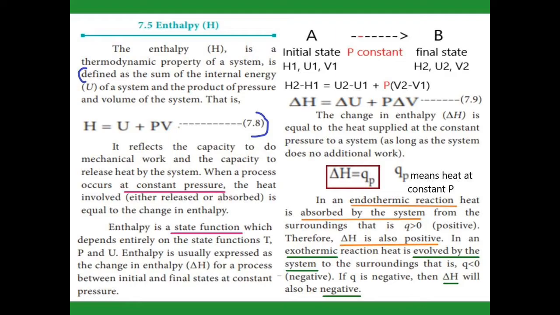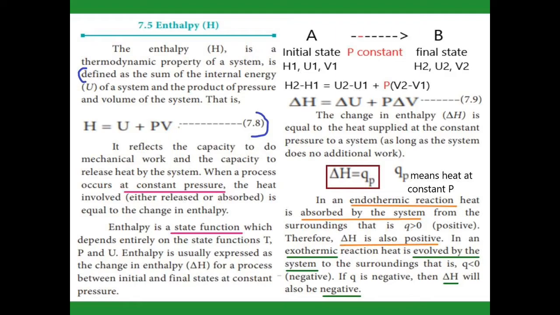Now H2 minus H1, that is final minus initial, gives some amount of change in enthalpy. In the same way, U2 minus U1 is the change in internal energy, and then P into V2 minus V1, that is the change in volume, so P into delta V. Now we can write equation 7.8 as 7.9. What does that mean? Delta H is equal to delta U plus P into delta V. Here the pressure never changes, because it is a constant value.